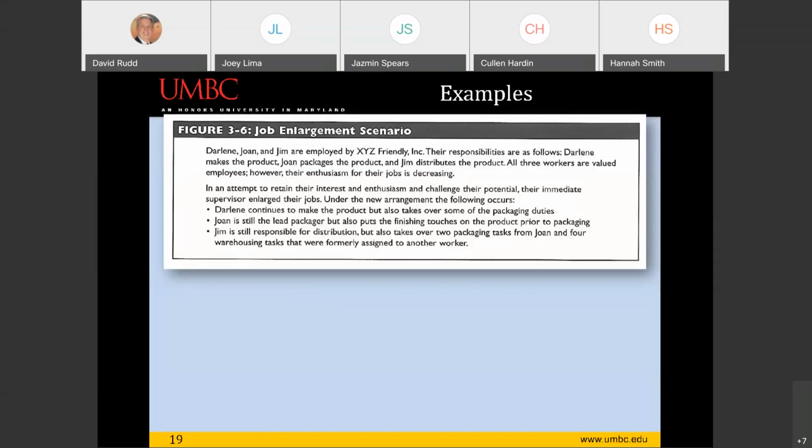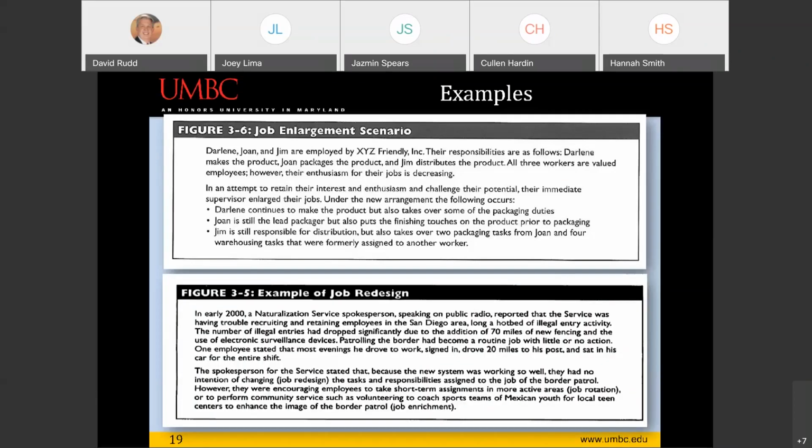Under the new arrangement, the following occurs. Darlene continues to make the product, but also takes over some of the packaging duties. Joan is still the lead packager, but she also now puts the finishing touches on the product prior to packaging. Jim is still responsible for distribution, but he takes over two packaging tasks from Joan and four warehousing tasks that were formerly assigned to another worker. Okay, so they're still doing their core responsibilities, but they've added responsibilities to enlarge what they're doing and so keep them more motivated in their job as well. Hopefully that makes sense. Any questions on that?